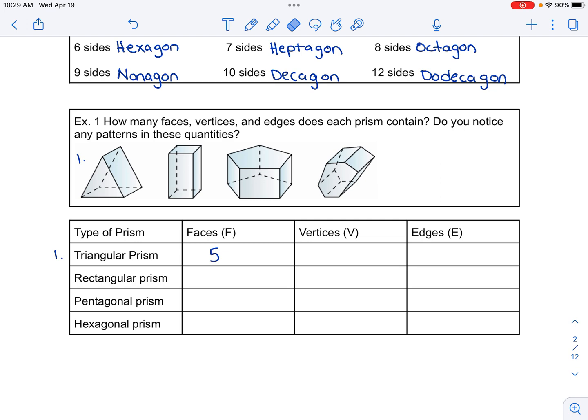Okay, vertices are how many corners do you see? So you can draw the corners in there or whatever, but here would be 1, 2, 3, 4, 5, 6. So for vertices, all the corners would be 6. And then edges represents the lines that you see. So how many different line segments do we see in this picture? We connect these 1, 2, 3, 4, 5, 6, 7, 8, 9. So I have 9 lines. So that's how you fill in this table. We're going to go through each shape and try and count how many faces, vertices, and edges you see.